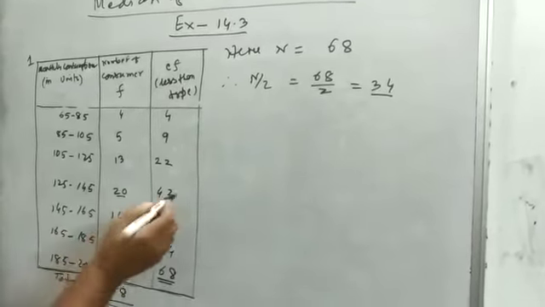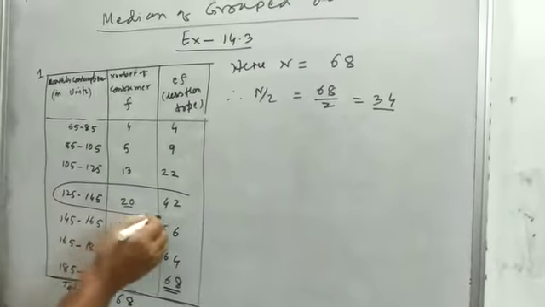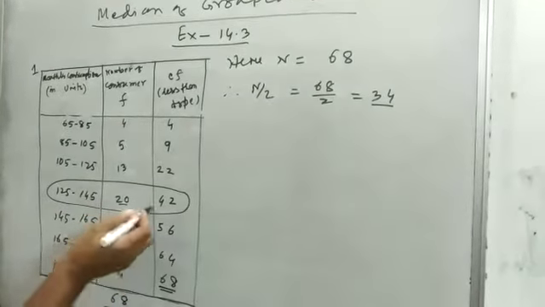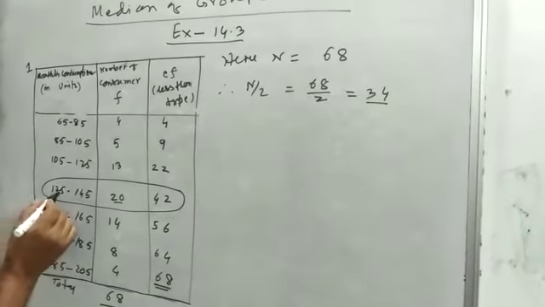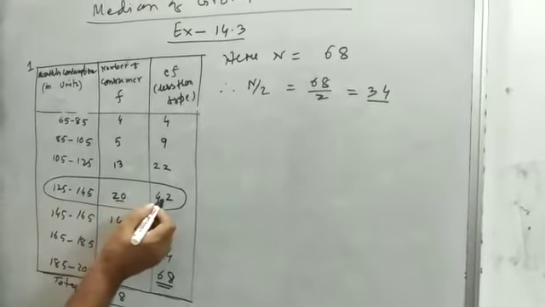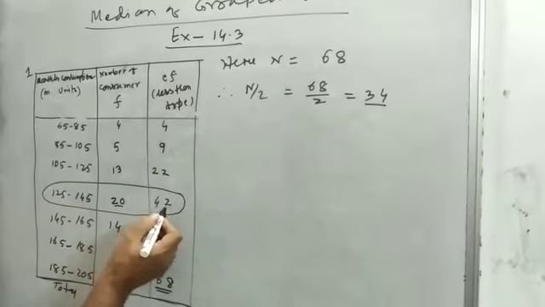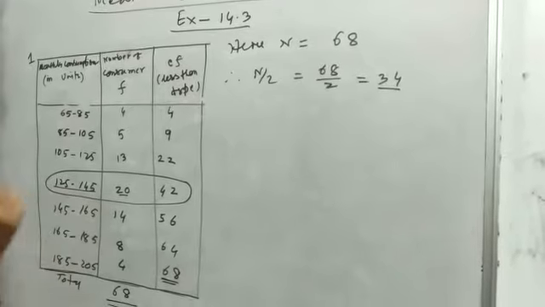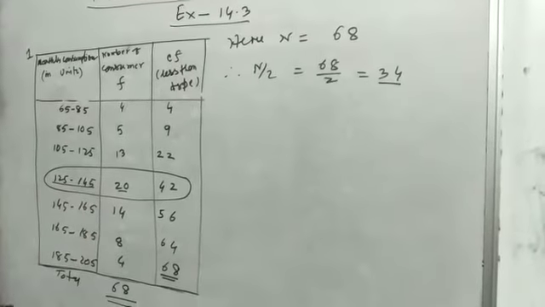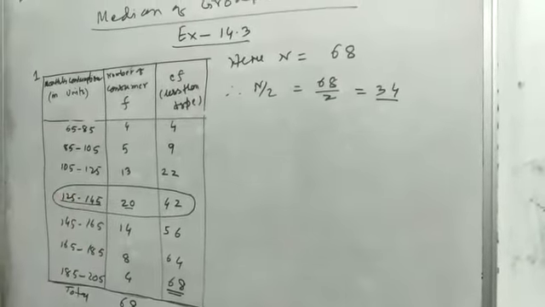So then 42, this line you can mark it, and that class interval respective to that 42 is 125 to 145. This is the median class. So it is the process to find the median class.